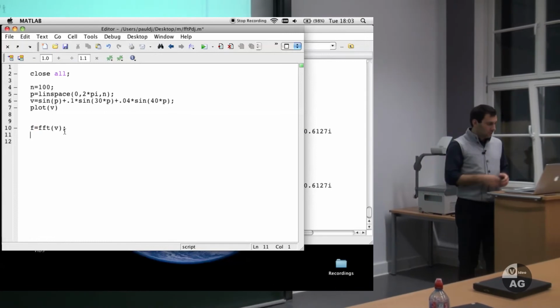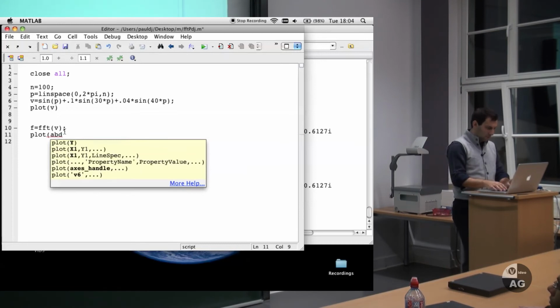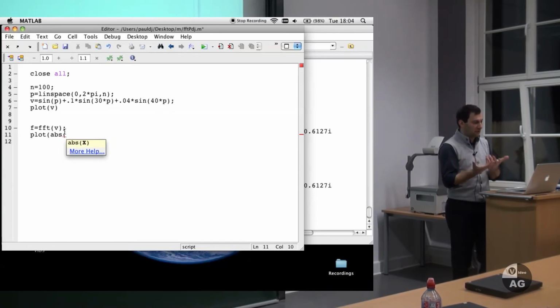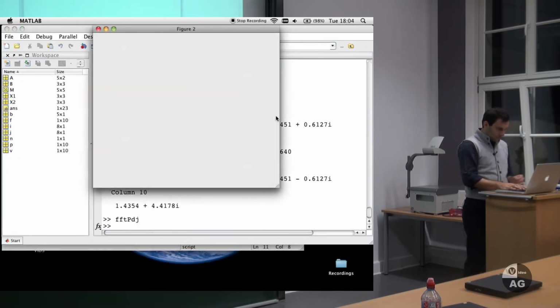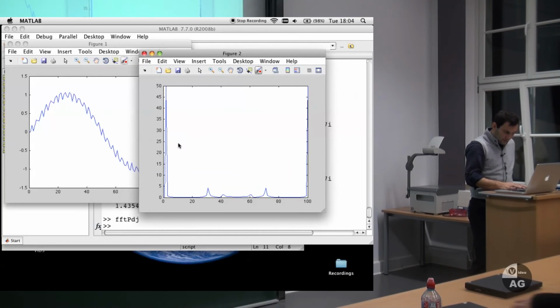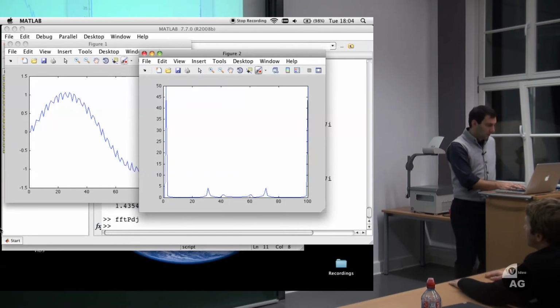But now maybe we want to look at it, so let's plot it. Unfortunately, it's complex numbers, so let's plot the absolute value of these complex numbers. What I'm doing is plotting the magnitude of this vector here. This is to open a new figure. And here we go. So it identifies that there is one major frequency, probably two of them, and then there is something very small.